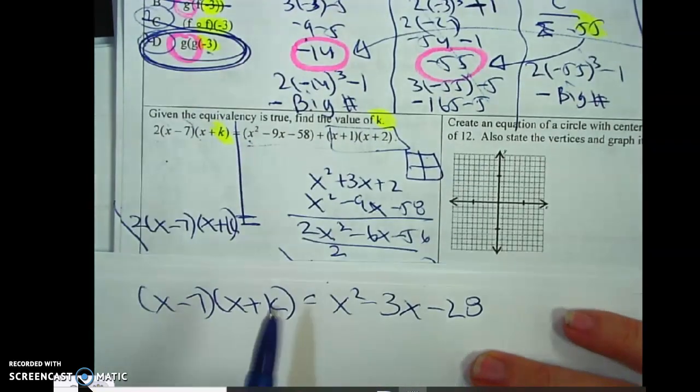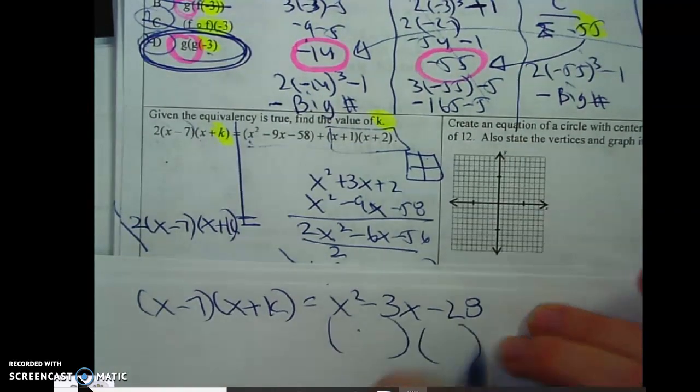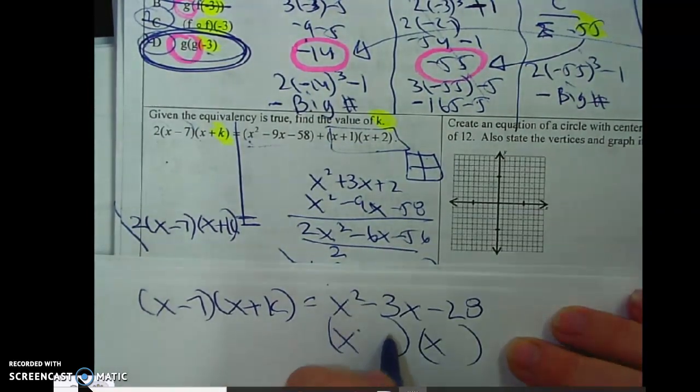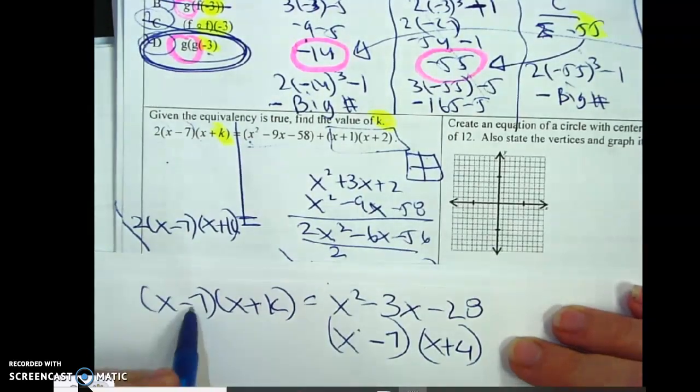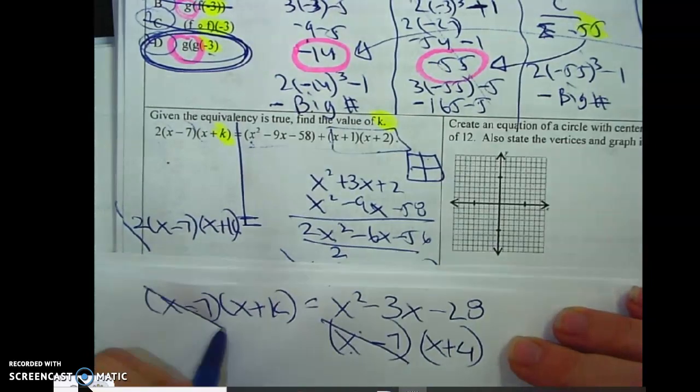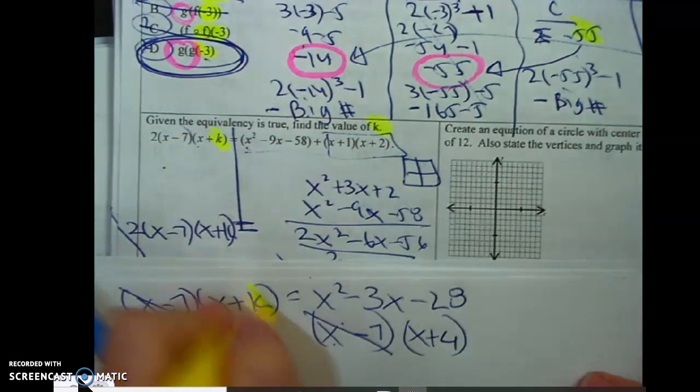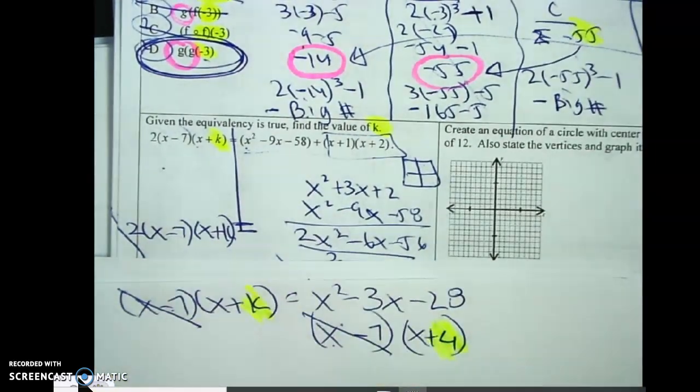And I go, oh, wait a minute, I know this. This is factoring. Two numbers that multiply to get 28 and add to 3 are 7 and 4. That's negative, that's positive. Hey, look, this matches. So now, what does k equal? 4.